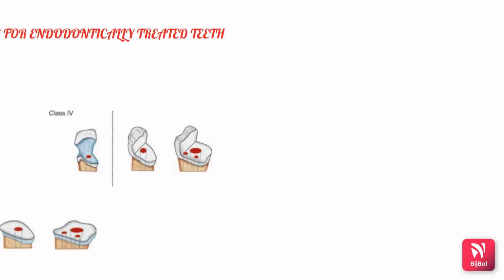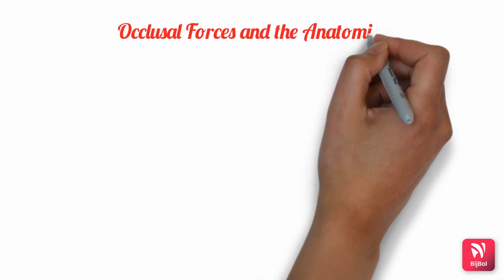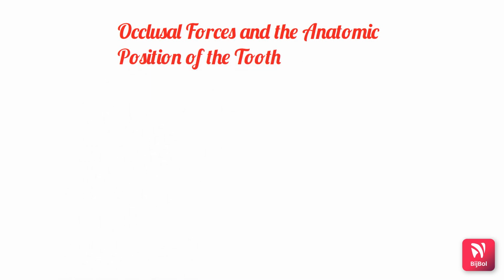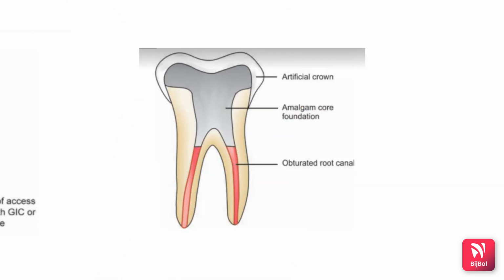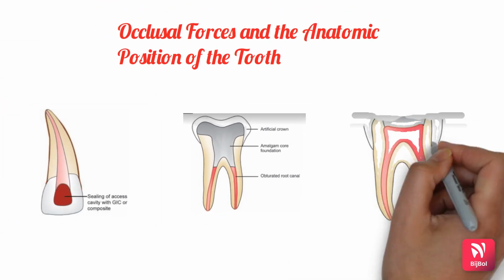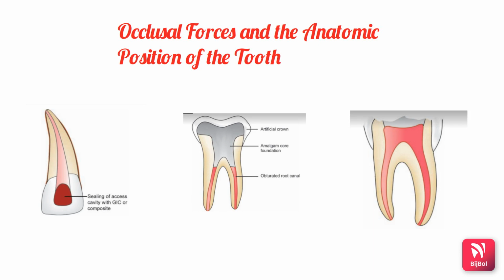If we observe the occlusal forces and the anatomic position of the tooth, anterior teeth with minimal loss of translucency can be restored with a coronal tooth structure, or if discolored, bleaching and veneer should be considered. And posterior teeth with considerable structure loss require restoration with an onlay or a crown to protect against fracture. So in case of extensive damage, we have the option of post and core followed by the crown wherever it is indicated.